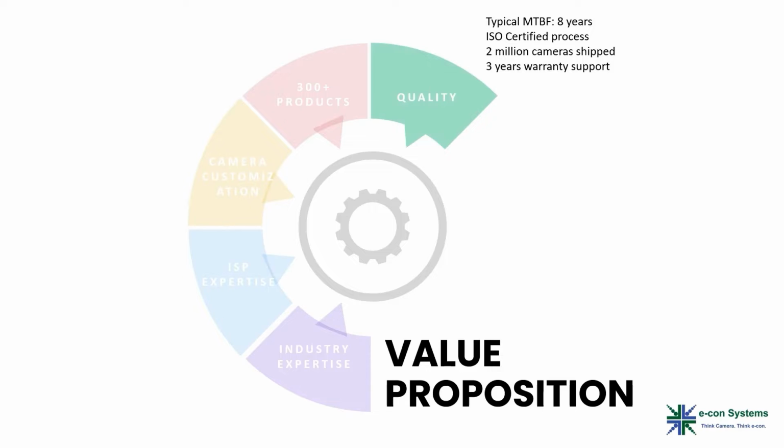Any camera you buy directly from Econ Systems web store carries a warranty of 3 years. The typical mean time between failure for our cameras is 8 years.